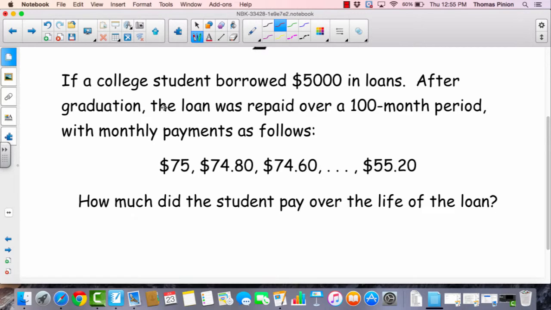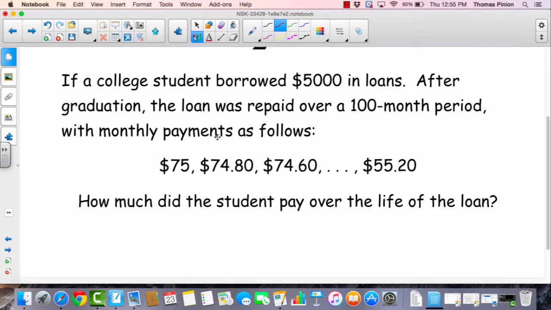All right, so if a college student borrowed $5,000 in loans. After graduation, the loan was repaid over a 100-month period with monthly payments as follows: $75, $74.80, $74.60, and so on till we get to the last payment of $55.20. Now, how much did the student pay over the life of the loan?